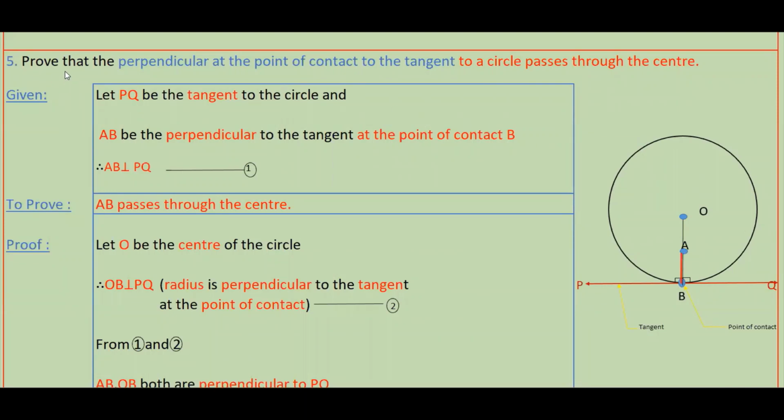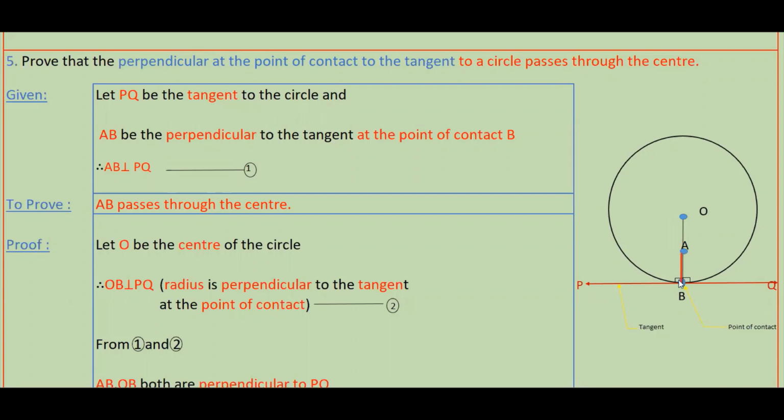This is the fifth problem. Prove that the perpendicular at the point of contact to the tangent to a circle passes through the center. So here let PQ be the tangent to the circle and B is the point of contact. Point of contact means the common point for the circle and the tangent. If you draw a perpendicular line at this point B, that is AB, so AB is perpendicular to PQ. So AB is the perpendicular to the tangent at the point of contact B. Therefore, AB is perpendicular to PQ. This is given in the problem, this is the first one.